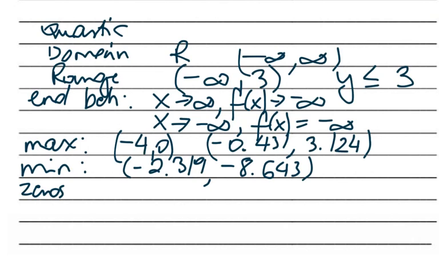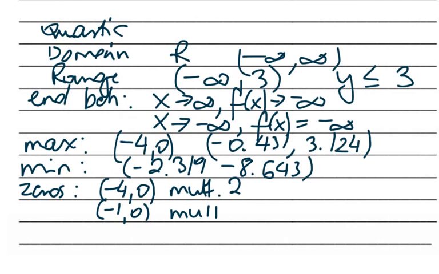Zeros. The first zero is at -4, 0, and it bounces, which means there is a multiplicity of 2. Then the next zero is at -1, 0. The graph crosses the x-axis, which means the multiplicity is 1. And the graph passes through the origin by crossing it, which means we have a multiplicity of 1.